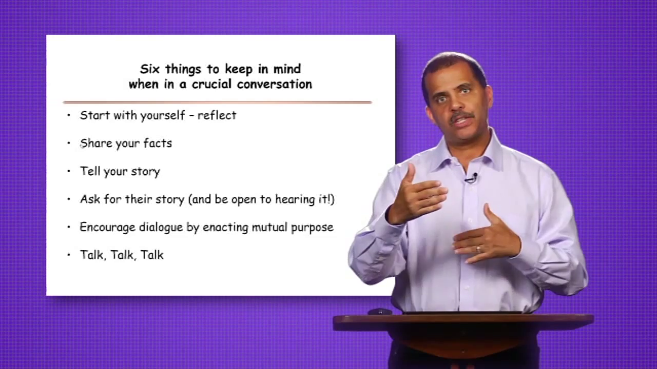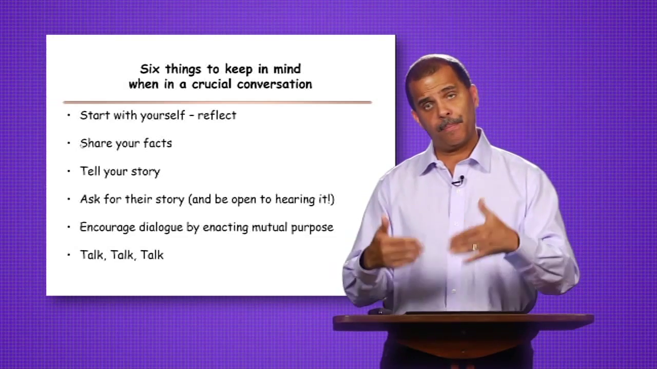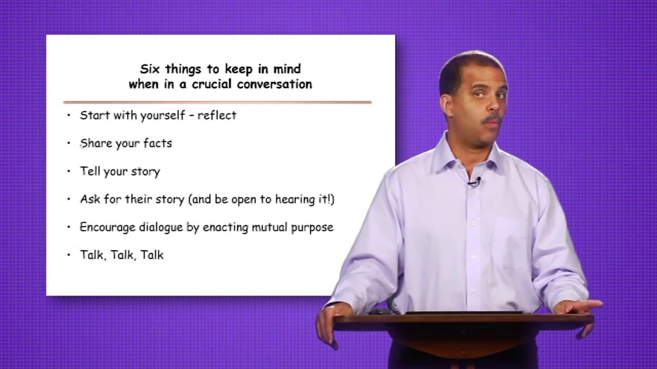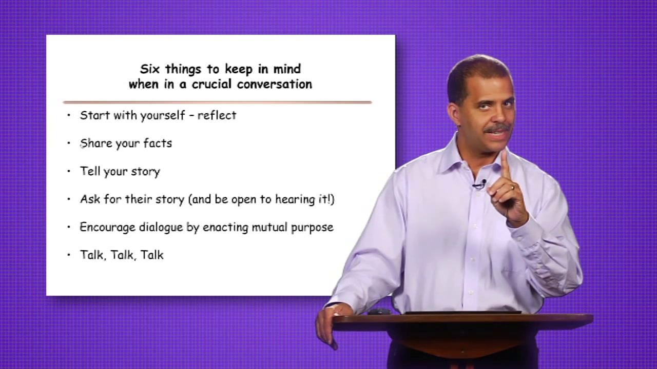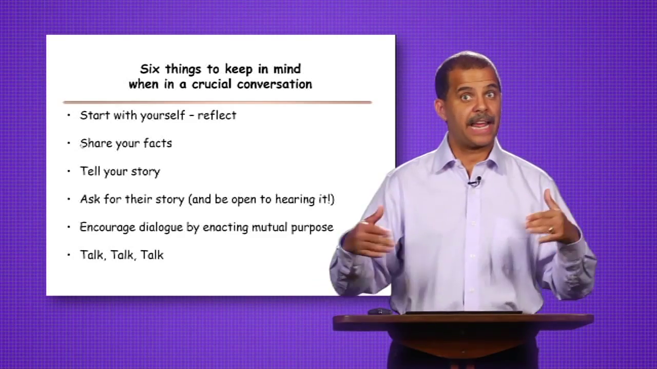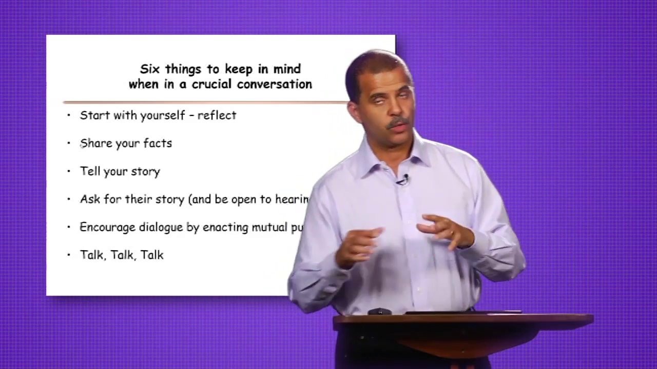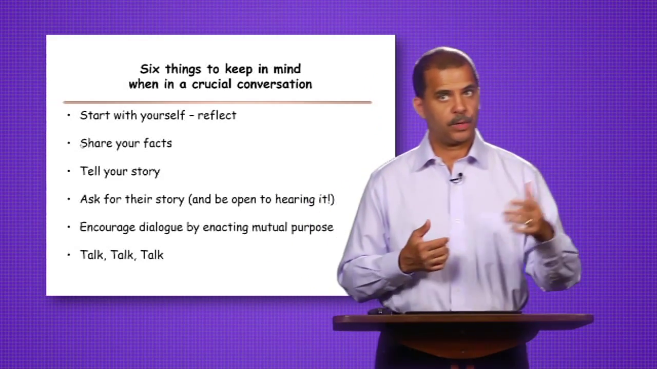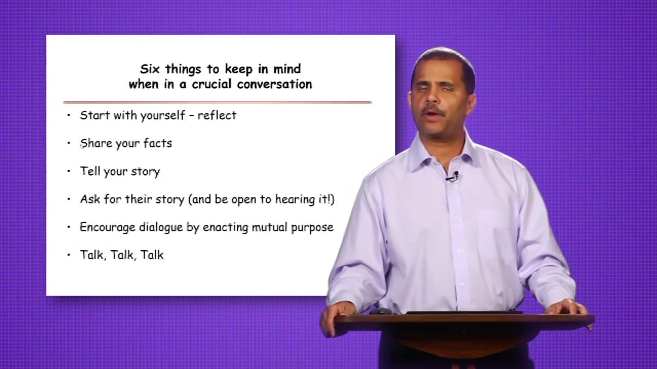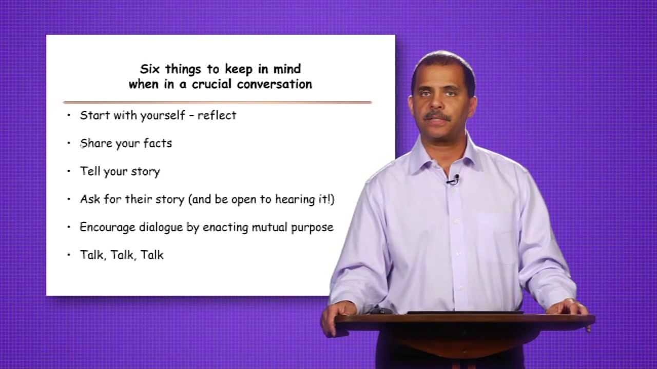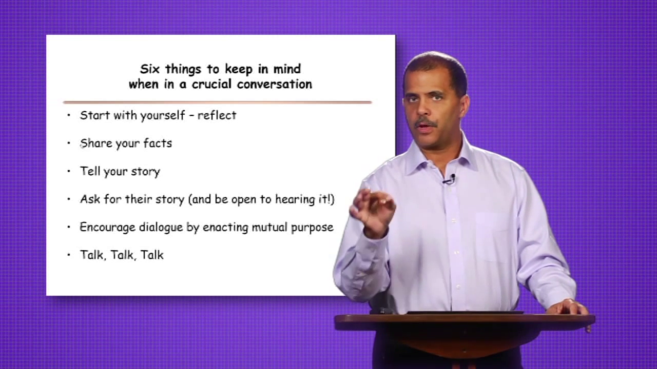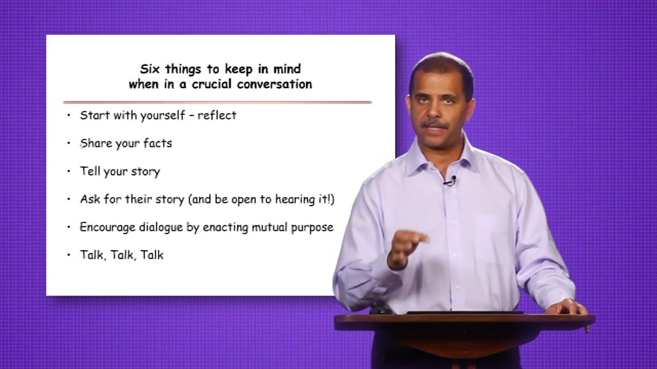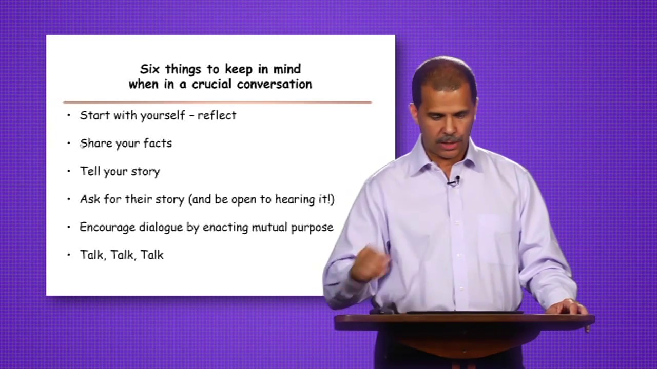So when you're engaged in a crucial conversation with another member of your group or team, first start with yourself and reflect. Why? Remember, one of the 4 types of conflict was intrapersonal. So really find out, what do you want, what do you need, what are you willing to give up, what are you going to press on? Next one, share your facts, your observations. But remember, your facts and observations may not actually be their facts and observations. That's where the discussion comes in.